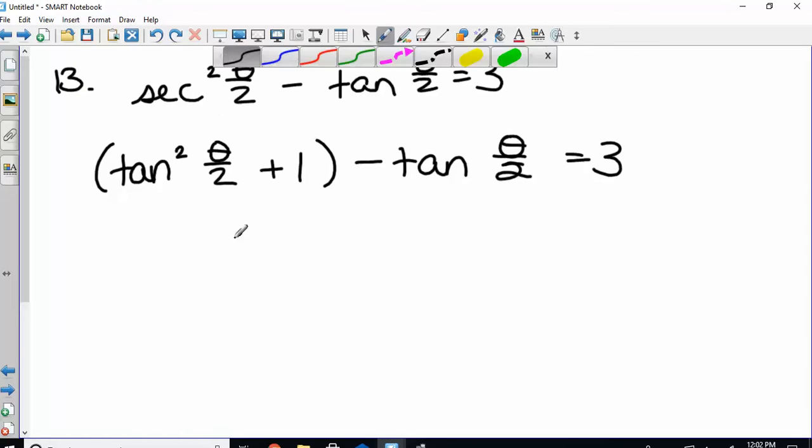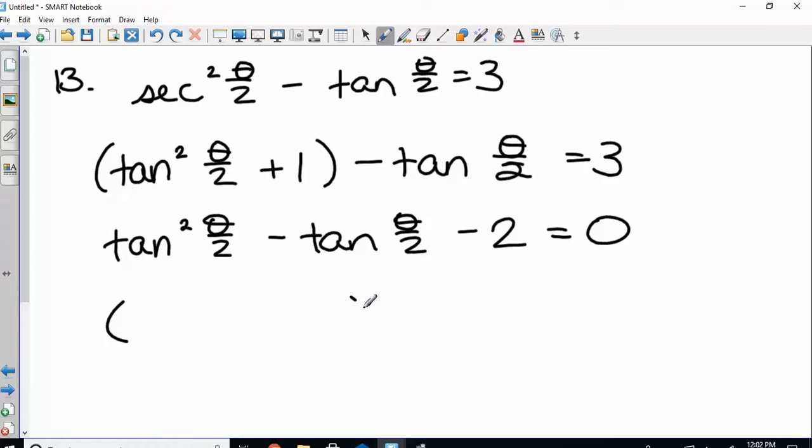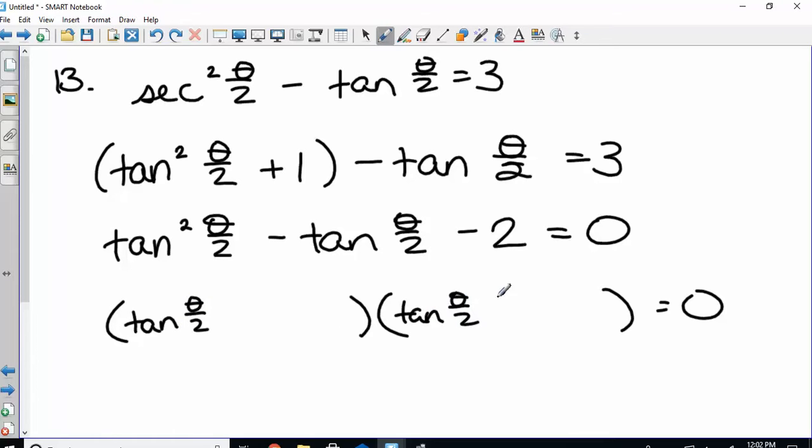Okay. So we have tangent squared theta over 2 minus the tangent of theta over 2. We have a plus 1. If you subtract over the 3, that's a minus 2 equals 0. So tangent squared breaks into tangent. Multiply to -2 and add to -1.